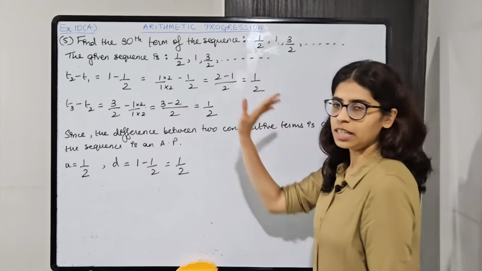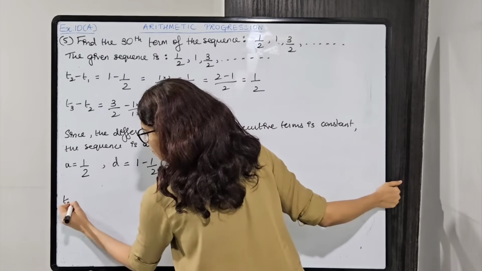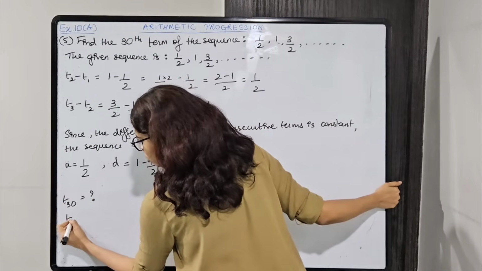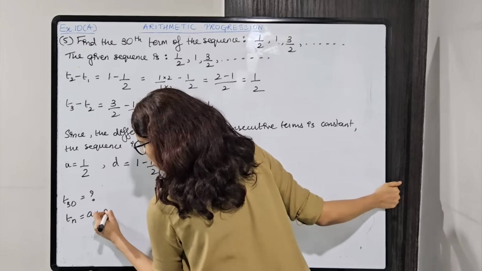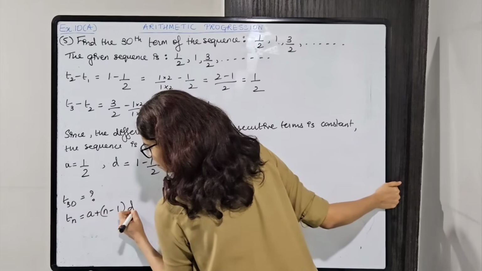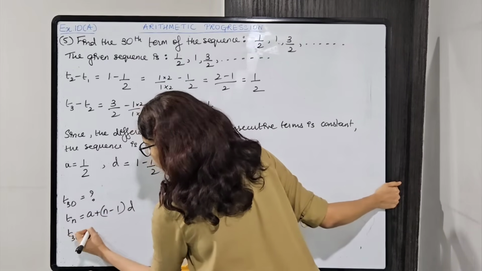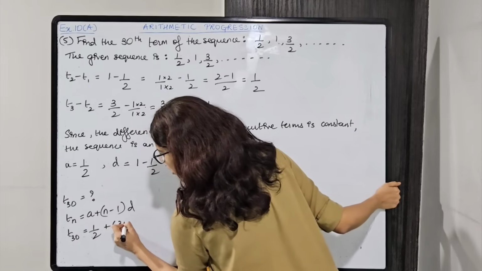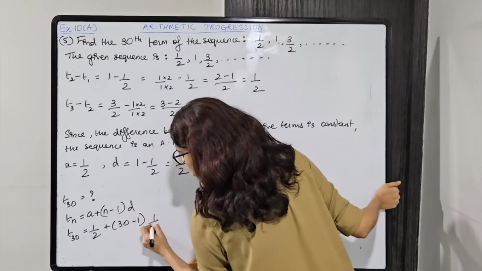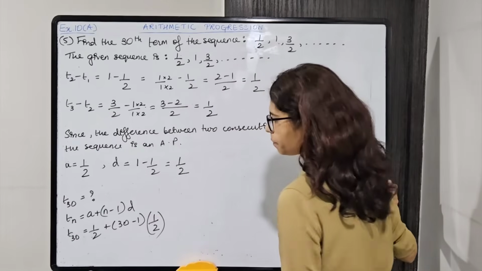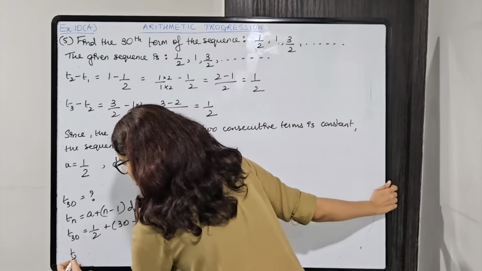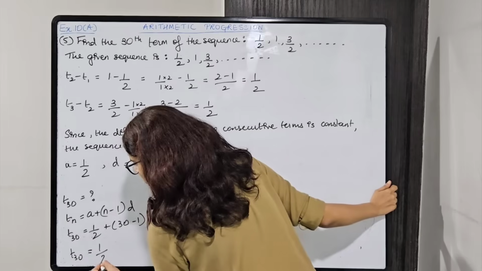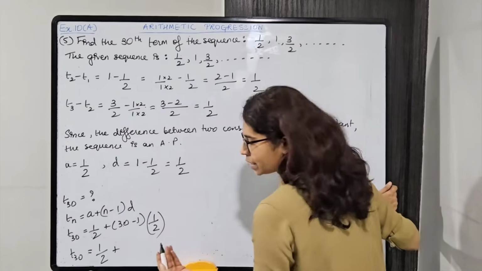We need to find out T30. So पहले फॉर्मूला लिखो. Tn is equal to a plus (n minus 1) into d. So T30 is equal to half plus (30 minus 1) into half. Okay, so T30 is equal to half plus (30 minus 1), 29.